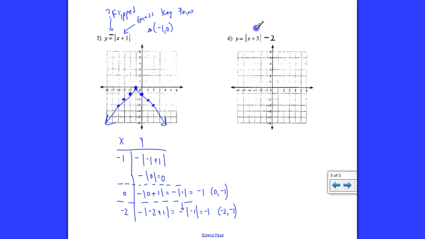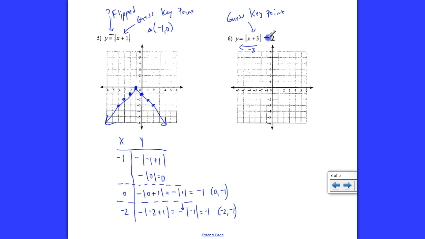Okay, so let's combine everything here with number 6. Take a look at this. We have y is equal to the absolute value of x plus 3, end of the absolute value, with minus 2 outside. So we've got plus 3 inside the absolute value. What we want to do is guess our key point. Here's what we learned. If we add something inside, it moves the graph left or right along the x-axis. So that's going to move it 3, in other words, negative 3. That's the x value.